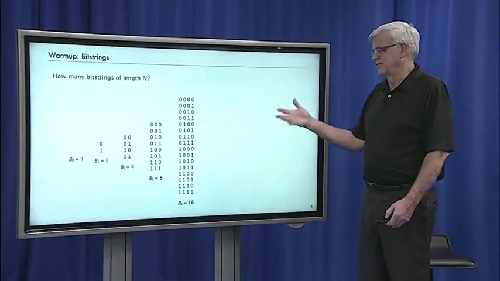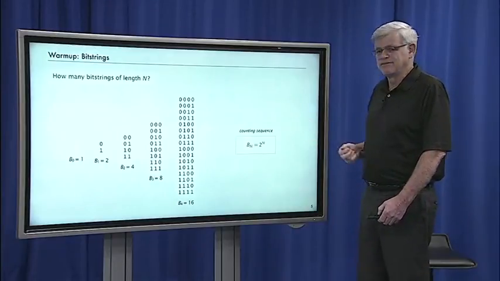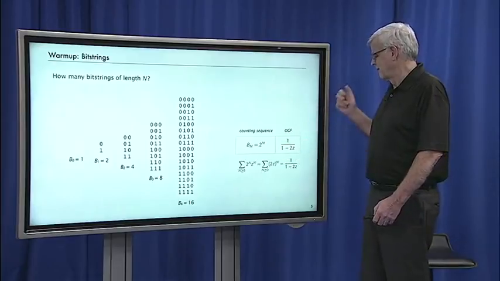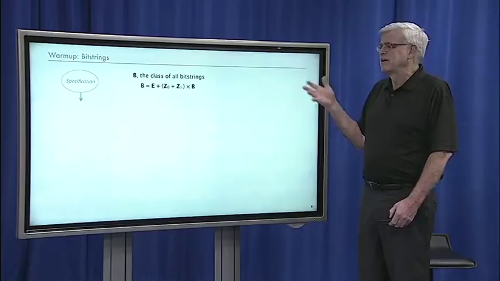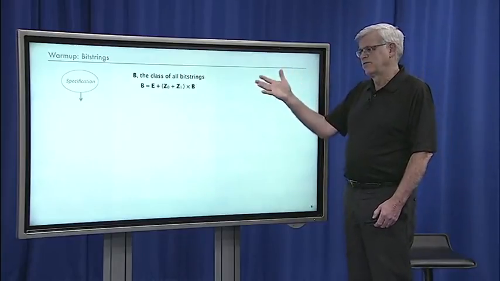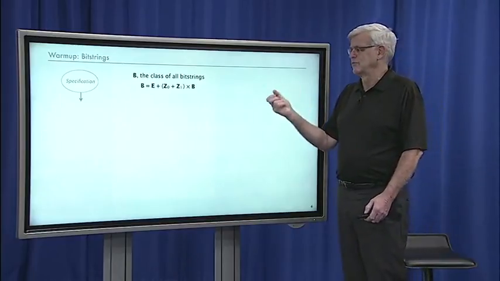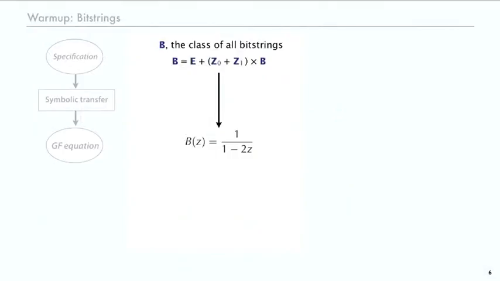And this is just to warm up and get the format. Now we know that there's 2 to the n different bit strings of length n, and the generating function is going to be 1 over 1 minus 2z. From the standpoint of analytic combinatorics, we've seen many times the specification where a bit string is empty, or it's a 0 or 1 bit followed by a bit string, and that immediately translates to the generating function equation, 1 over 1 minus 2z.